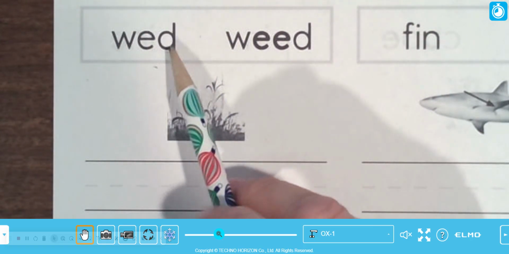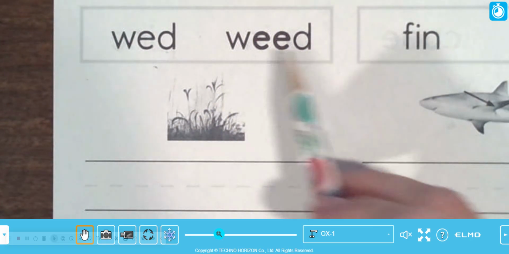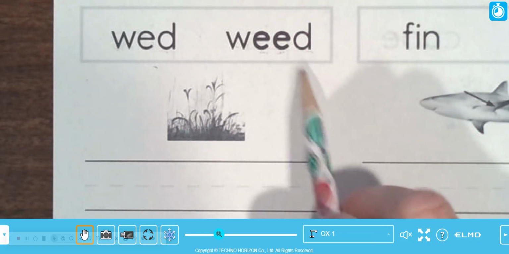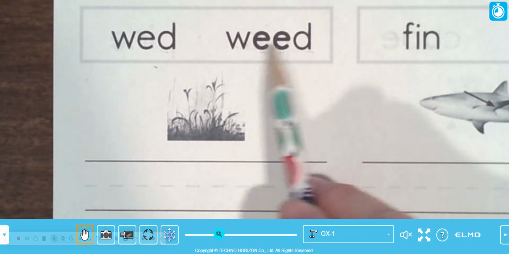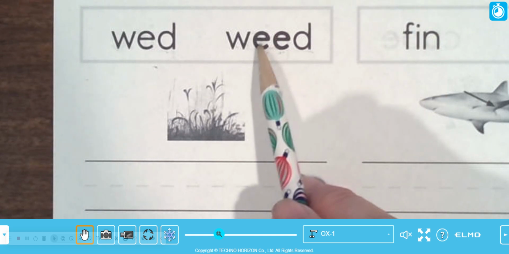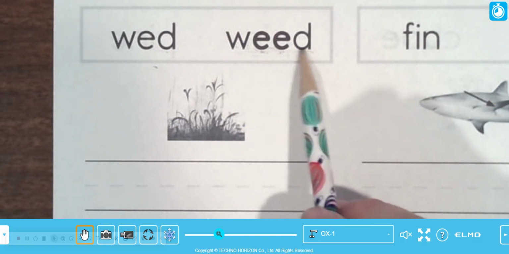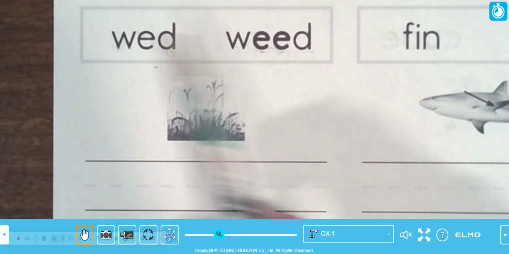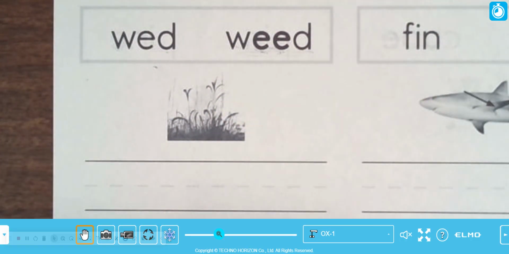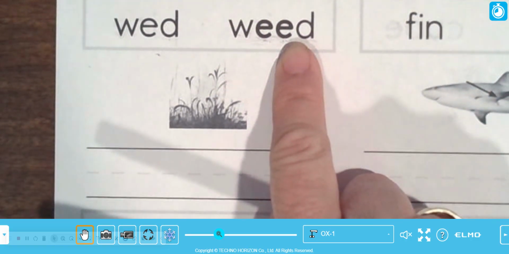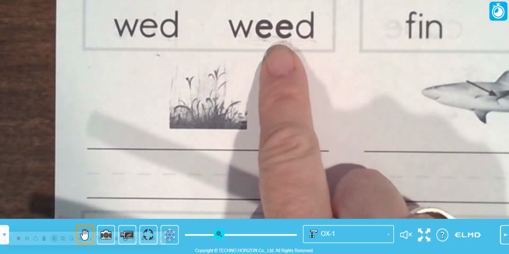It's the word wed, and wed means to get married. And do you know what word this is? Do you know what sound the two E's make? When these two vowels go walking, the first one does the talking. So you hear the E sound. So it's the word weed. So does this picture go with wed or weed? Yeah, weed. A weed is a plant that grows without anyone planting it. It just grows on its own and nobody wants it.